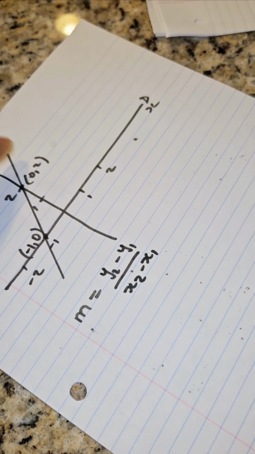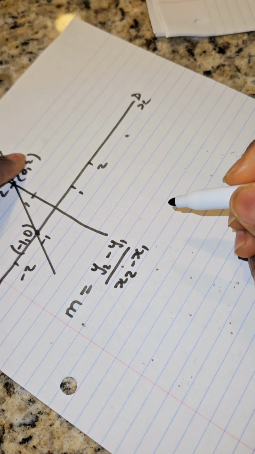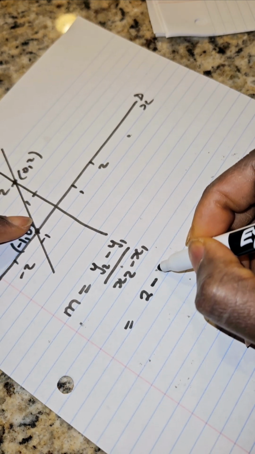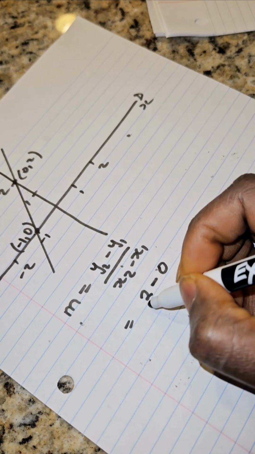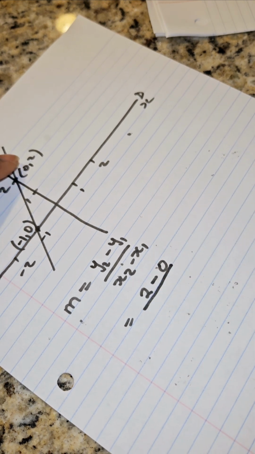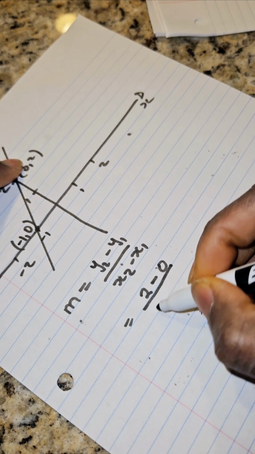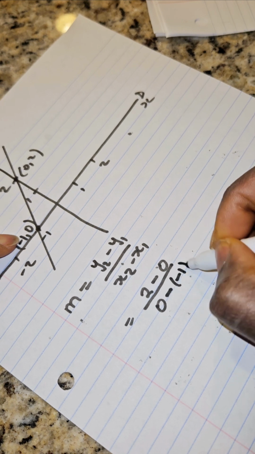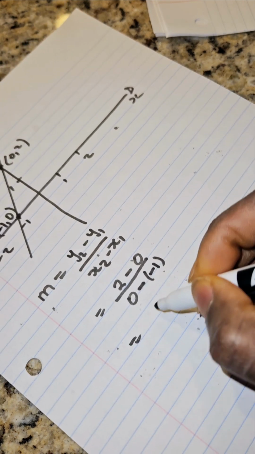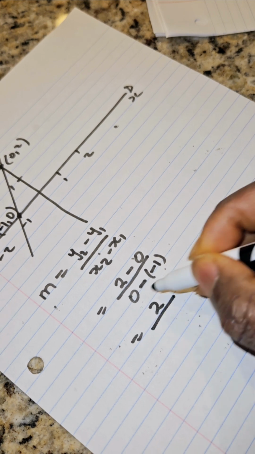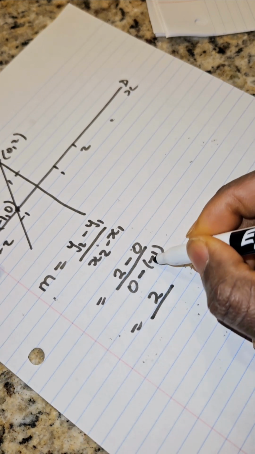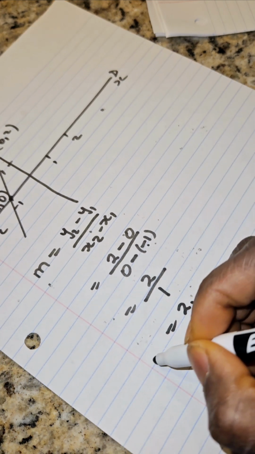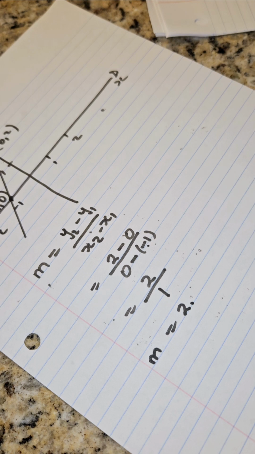So if this is the second point, y2 is 2. So I will have 2 minus y1 is 0 all over x2 is 0. 0 minus x1 is negative 1 minus 1 or negative 1. And this will give me 2 minus 0 is 2. And 0 minus minus 1, negative negative is positive, is 1. So the slope of this line is 2. So we just calculated the slope of the line to be 2.